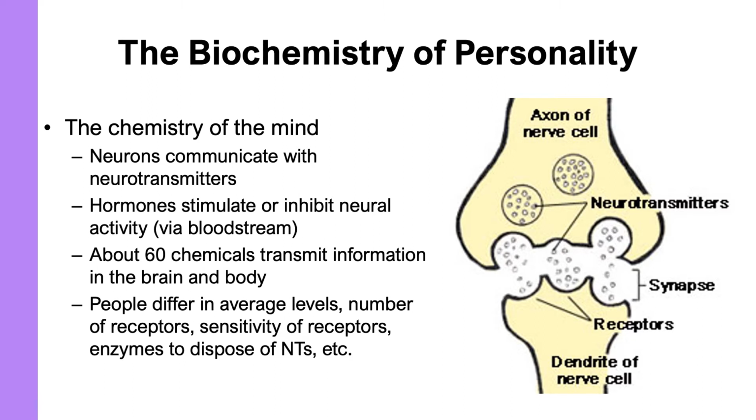There are many ways people can differ in their neural chemistry, and that is not only in the amount of neurotransmitters that are available to be released, but also in the number of receptors that are available on postsynaptic neurons. More receptors means that more communication can occur. Fewer receptors means that it's more difficult for neurons to communicate with each other.